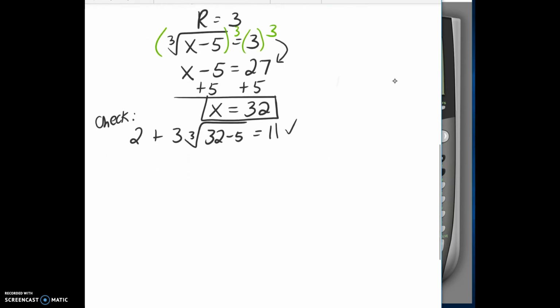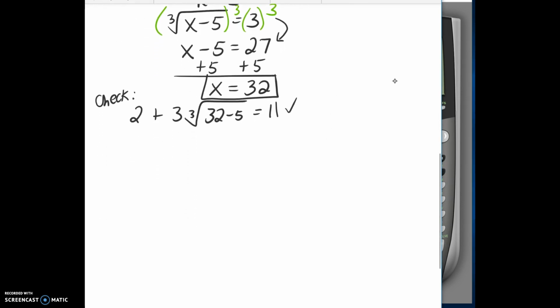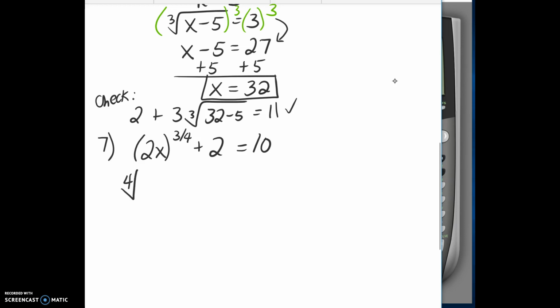All right, we're just going to do 2 more examples. These are a little bit different, but they do have something to do with radicals. We're just going to be working with the fraction exponents. So I'm actually going to make this into a radical equation. I'm going to make this 4th root of 2x cubed. Remember, we have different ways that we could write that. Plus 2 equals 10.